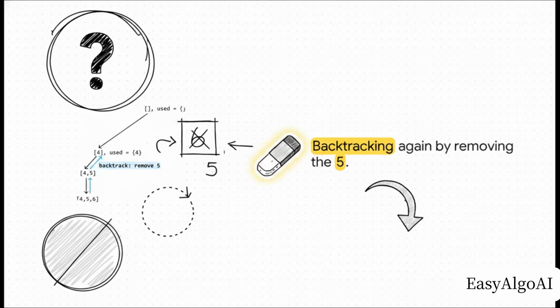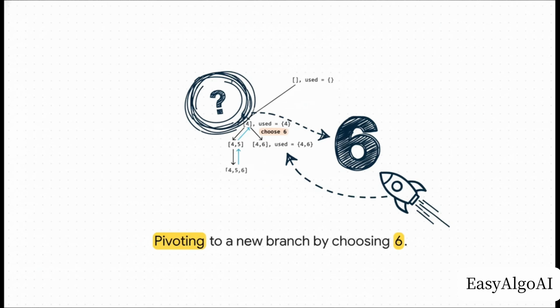We remove the 5, moving our candidate array all the way back to just the number 4. Back at this higher junction, we ask that same exact question again. Are there any numbers other than 5 we can add to our 4 at this specific point? Yes, the number 6 is available. So we pivot.